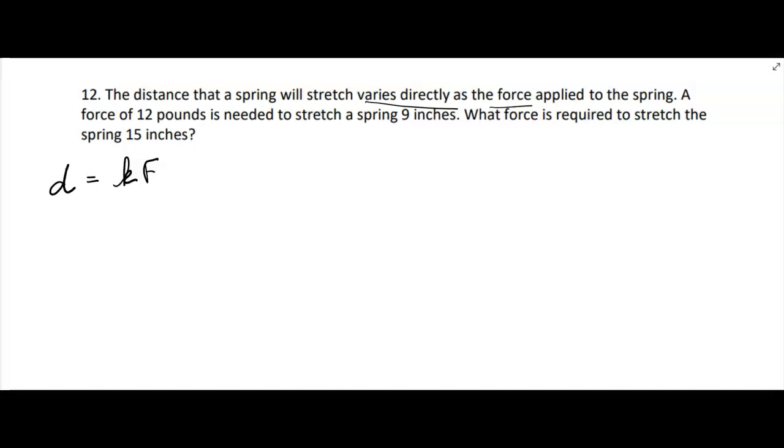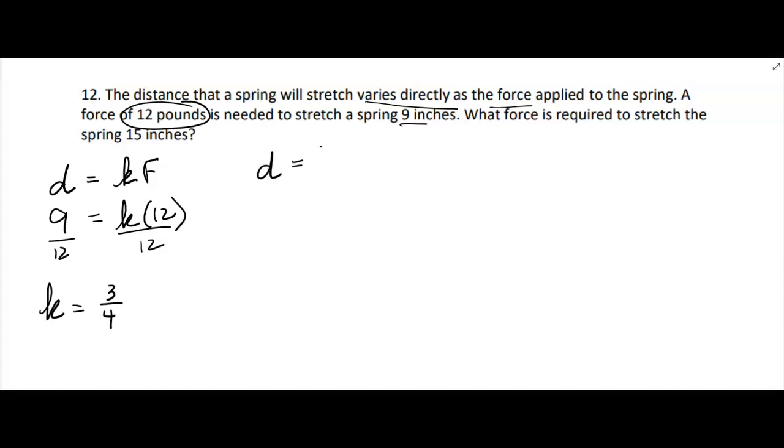Okay, a force of 12 pounds. So that means your F is 12. Is needed to stretch a spring 9 inches. The distance then is 9. Okay, so this allows us to find K. Divide by 12, divide by 12. Simplify that 9/12. And it's going to be 3/4. You could put 0.75 if you wanted to, but I just used a fraction. Fractions are cool.